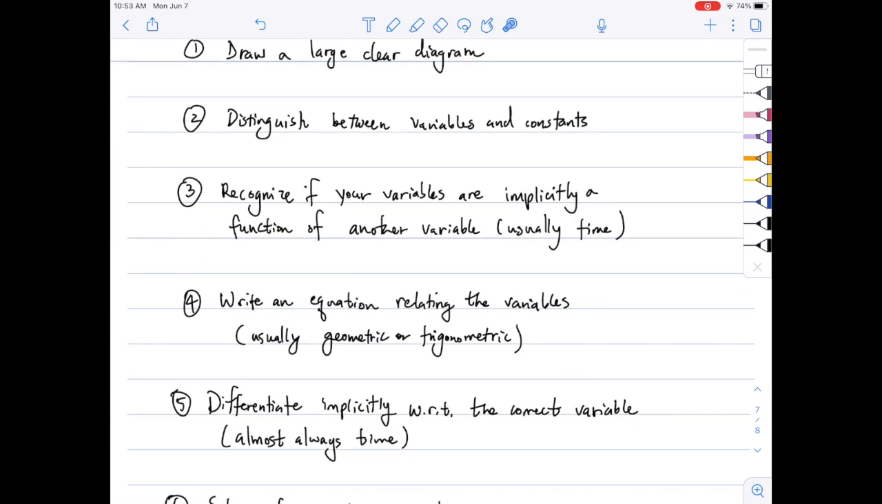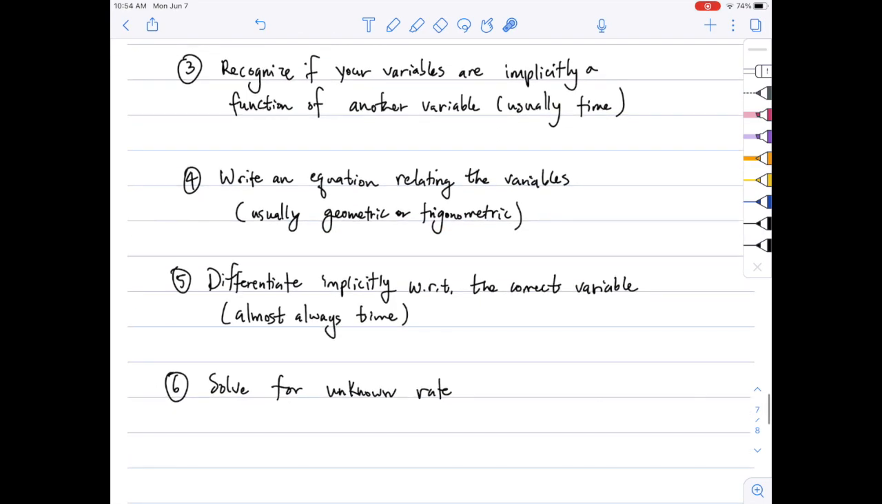The third step is to recognize if your variables are implicitly a function of another variable. Usually that's going to be time. The fourth step is to write an equation that relates the variables. Usually this will be an equation from geometry or trigonometry. The fifth step is to implicitly differentiate with respect to time. It's almost always time. I've never seen a problem, at least in HL math, where you're differentiating with respect to something other than time. So it's always going to be time for us. And then sixth is just solve for the unknown rate.